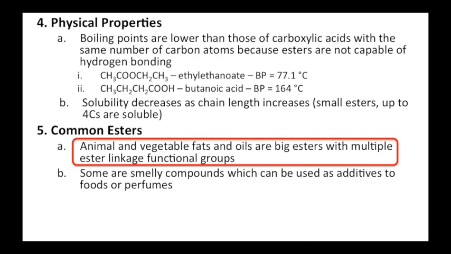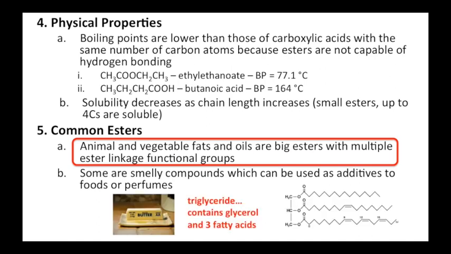Common esters. Animal and vegetable fats and oils are big esters with multiple ester linkages. So take a look here. This is a triglyceride. It contains glycerol. And you'll see on the glycerol here you have a double bond to an O, single bond to an O. This is one of the components of butter. Anyway, so there's these three fatty acids here and glycerol, called a triglyceride. Anyway, these esters are part of animal fats.